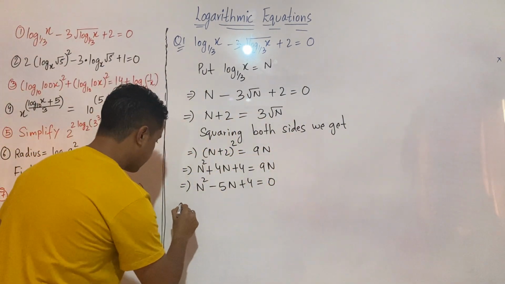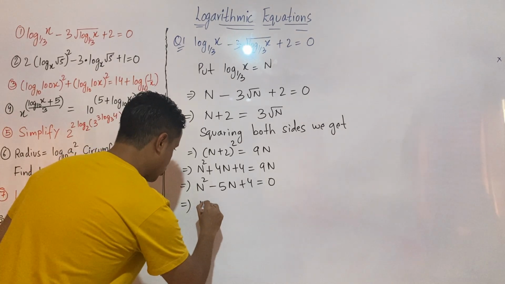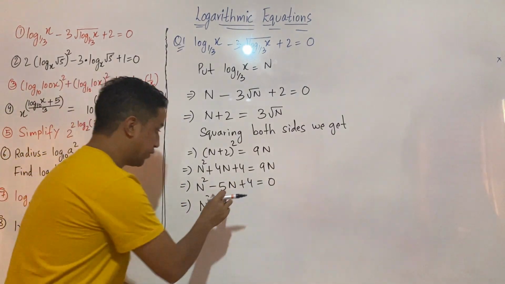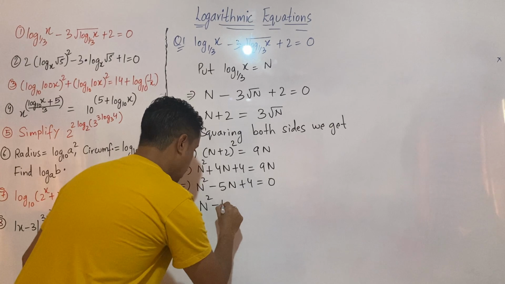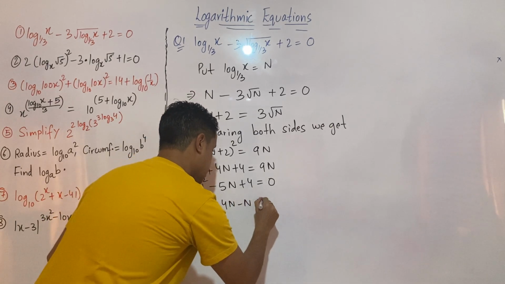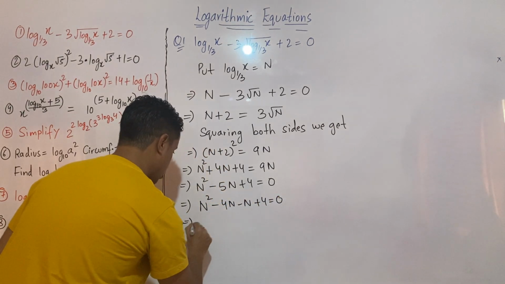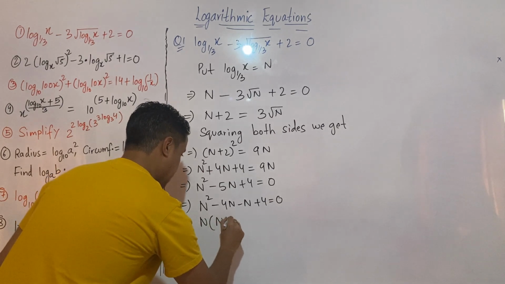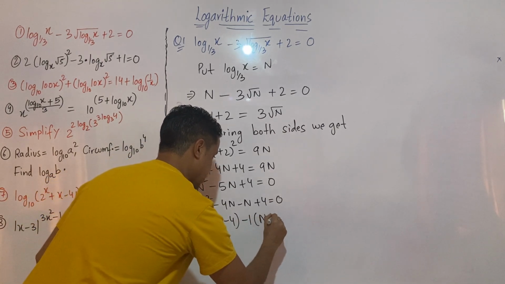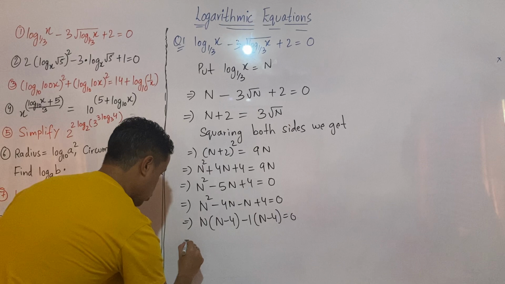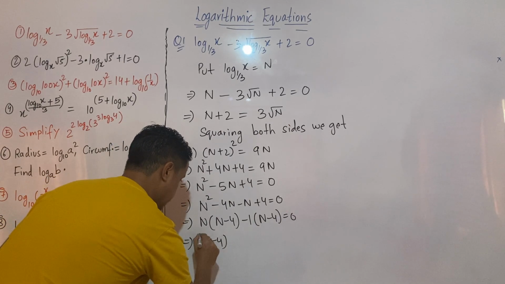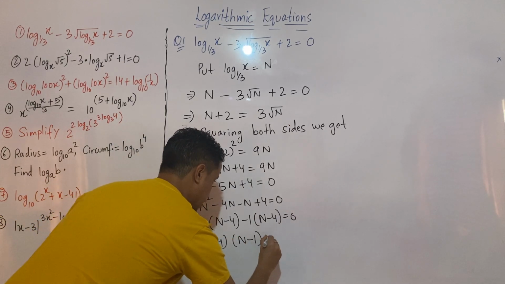Okay, so here it's going to be n square. I'm splitting the middle term. So it's going to be 4n minus n plus 4 equals 0. It's going to be n minus 4, and here n minus 4. So n minus 4, n minus 1 equals 0.